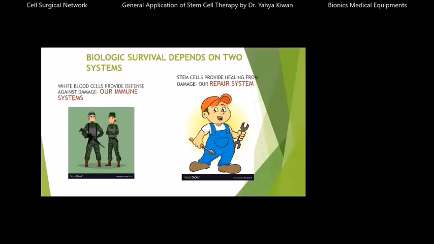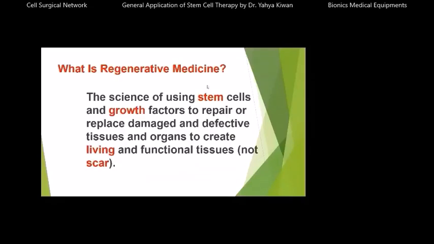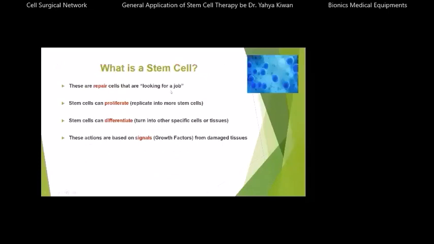If a human being wants to survive, it depends on two systems. Number one, the immune system, and number two, the repair system. Now, what is regenerative medicine? Regenerative medicine, as everybody knows, is the science of using stem cells and growth factors to repair or replace damaged and defective tissues and organs to create a living and functional tissue.